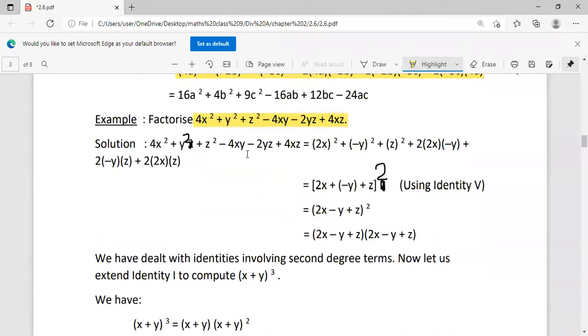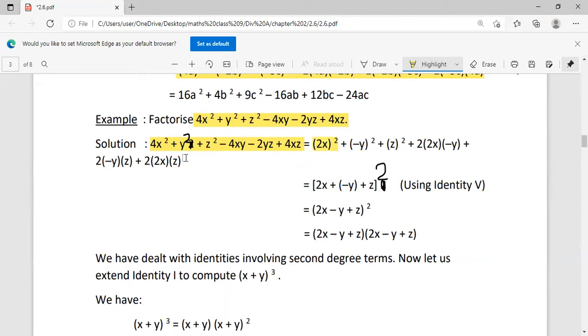Okay. Now, how are we going to do so? See, we are writing it as 4x squared plus y squared actually. Okay, there was a mistake. 4x squared plus y squared plus z squared minus 4xy minus 2yz plus 4xz. This was the question. Now what we are doing? We can write 4x squared as 2x the whole square. Right? There is no doubt. Yes, sir. Okay.